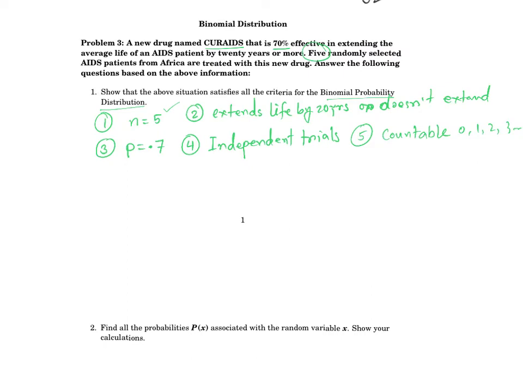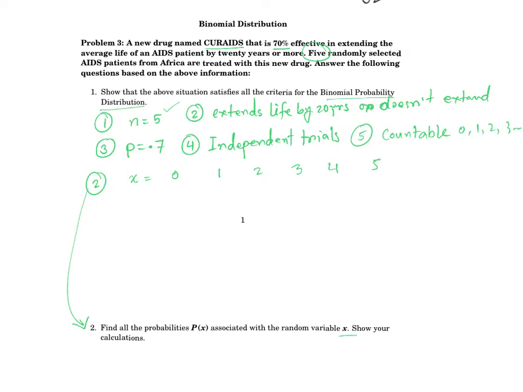Now in the next part, you need to find the probability for all of them, all the x values. So what are the possible values for x? So this is part 2. So I'm just going to write it here, part 2, so that you know this is this one. Now what are the x values? The x values are x is equal to 0, 1, 2, 3, 4, 5. So if you have 5 patients receiving the drug, at the most 5 of them could be extending lives.